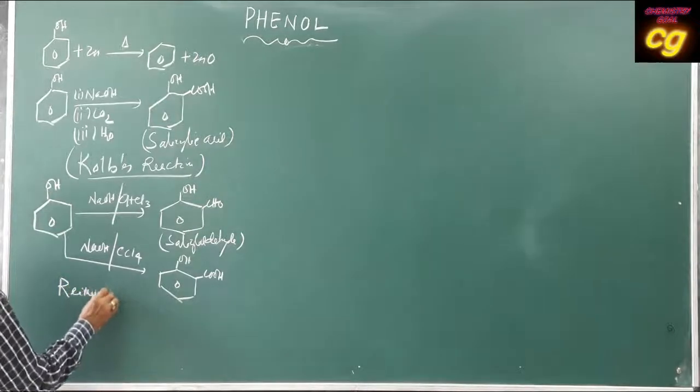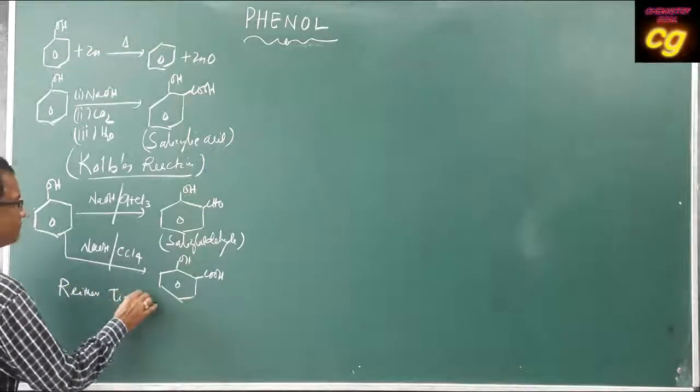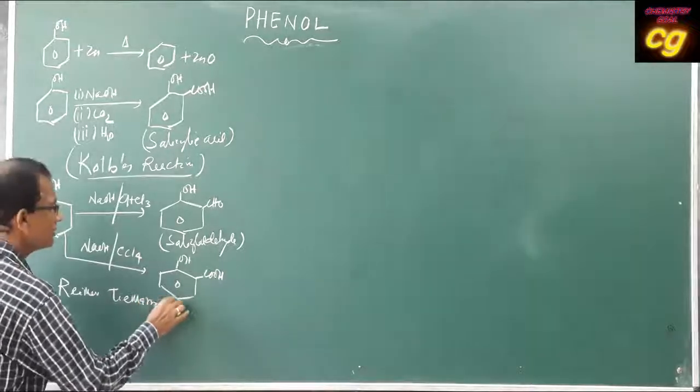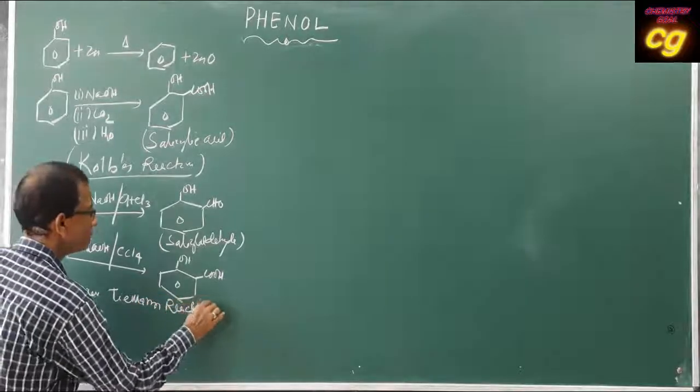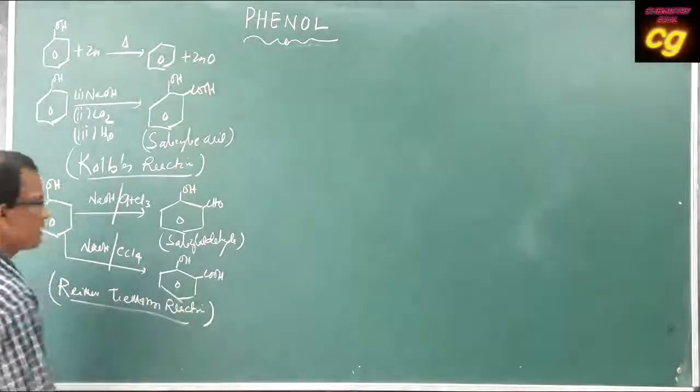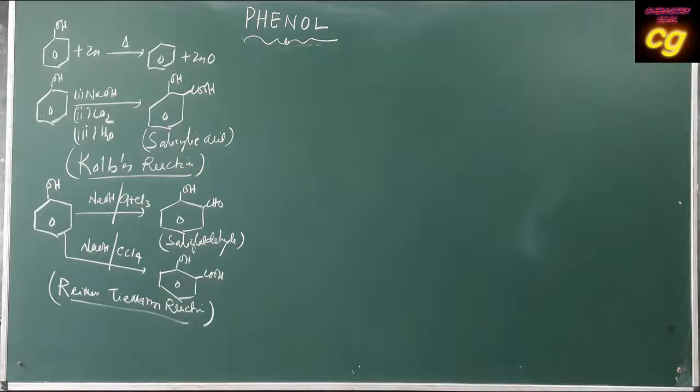The Reimer-Tiemann reaction. One important name reaction, that is the Reimer-Tiemann reaction, RT reaction for short. Kolbe's reaction is very important. Two important name reactions of the chapter phenol: Kolbe's reaction and Reimer-Tiemann reaction. So these are the important chemical properties of phenol.